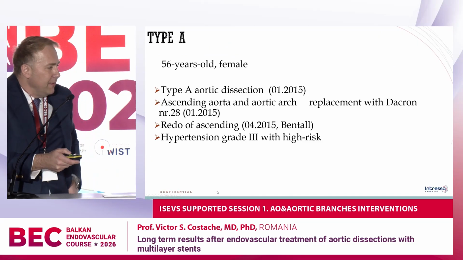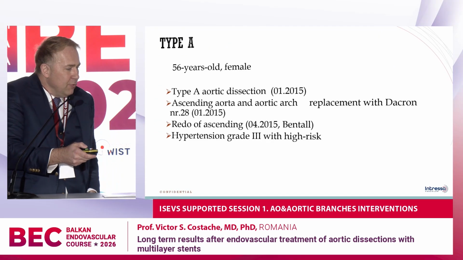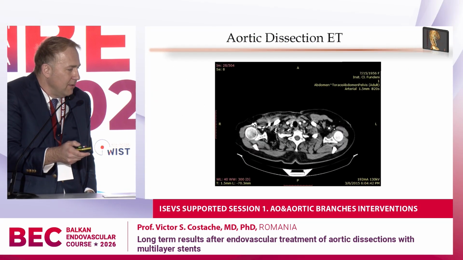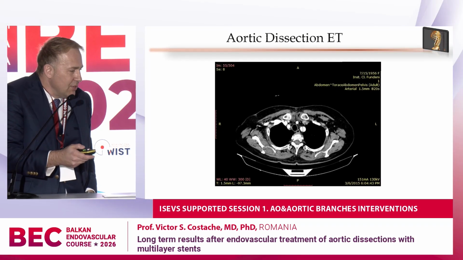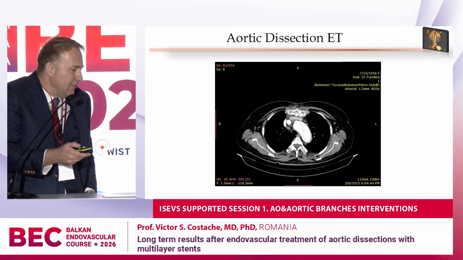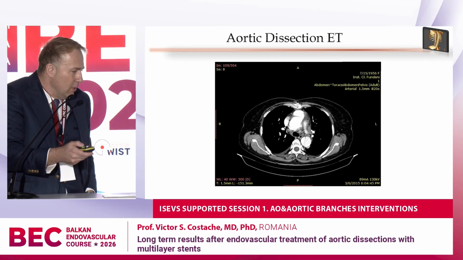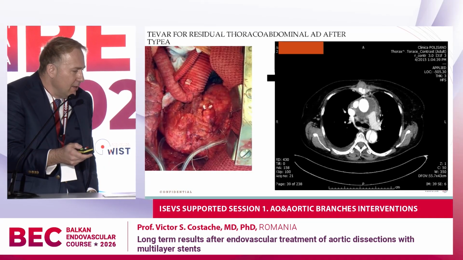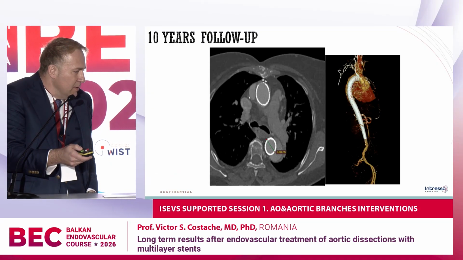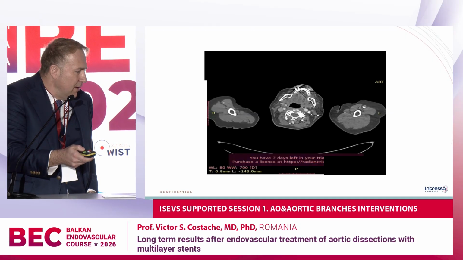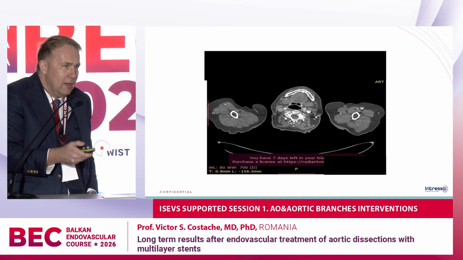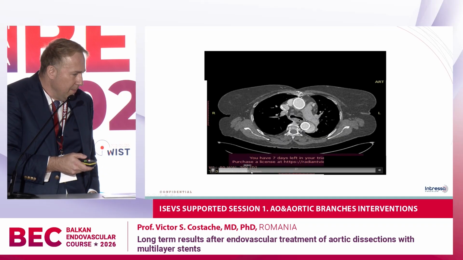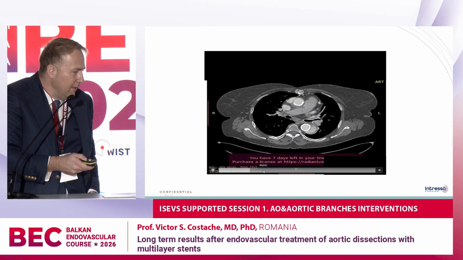So another patient, 56 years old, that I treated in 2015. After ascending aortic repair in another center, she had complete arch dissection and even a post-anastomotic aneurysm, a big one. So we did redo ascending aortic and arch surgery, and then multi-layer stent, and this is her follow-up. You can go a little bit further. Please, Peter, more. So you see, very nice remodeling.